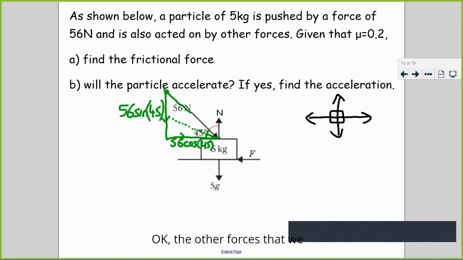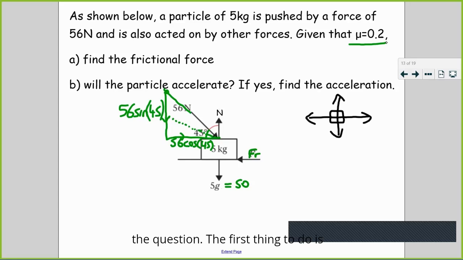Okay, the other forces that we have, so 5g is the weight. Now we know that g is 10 for Cambridge, so this will be 50. And we have the normal, we have the friction. I'm just going to put an R there, FR, just to make it easier. And they have given you the coefficient, which is 0.2. Okay, so now we can begin the question.